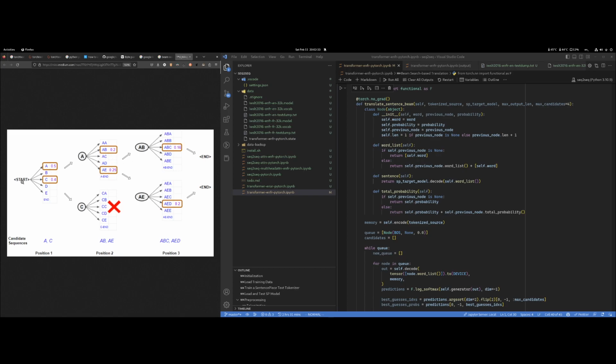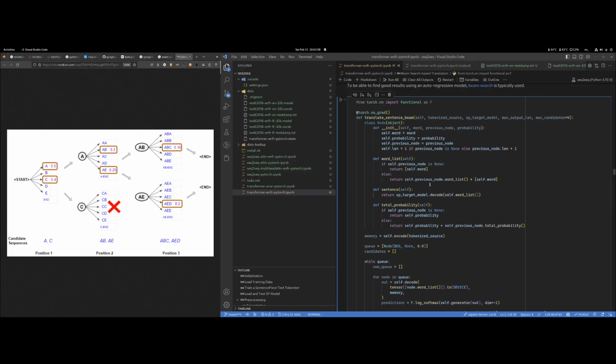As you can see, it started with a start token, and then A and C turn out to be the ones with the highest probability. So it has them here, and then from A and C it generated all possible next letters, and now it figured out the highest probabilities, A, B, and AE. It went from there to the next step. So this usually works better.